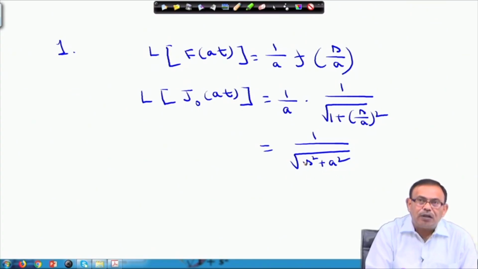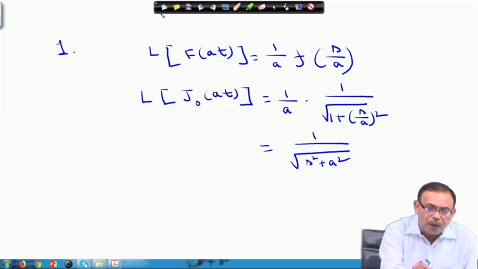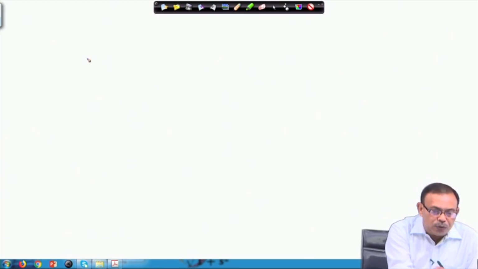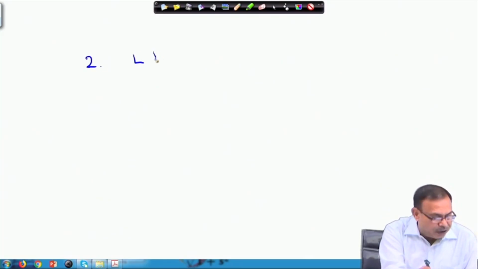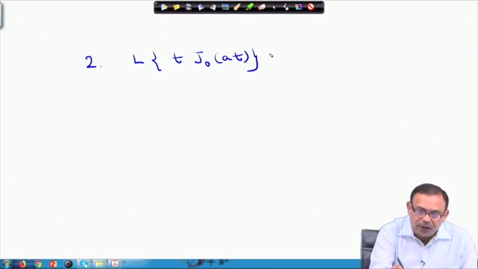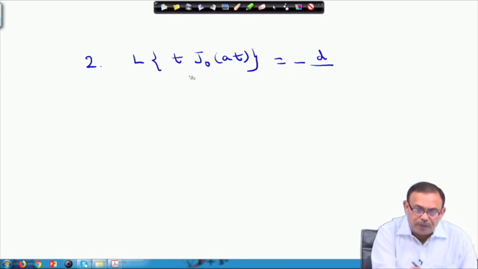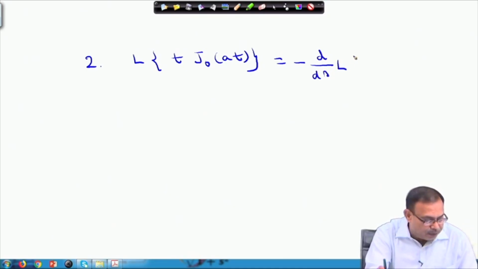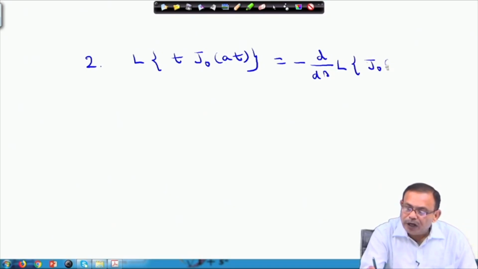So, I think it is clear. Once I know the Laplace transform of J0(t), very easily I can find the Laplace transform of J0(at). Number 2, we have to find the Laplace transform of t into J0(at). Again using the property, since it is multiplied by t, I can write it as minus d by ds of the Laplace transform of J0(at).